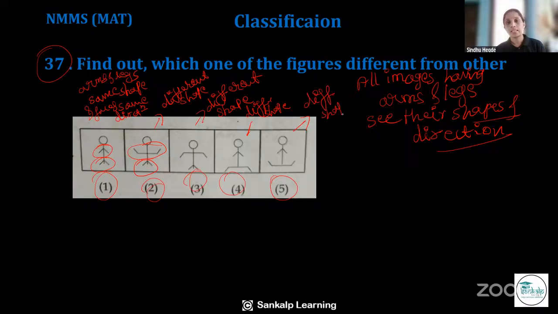So we can easily say that on the basis of shape, image 1 is entirely different from the rest, because only image first has arms and legs in the same shape. So answer 1 is correct. Thank you.